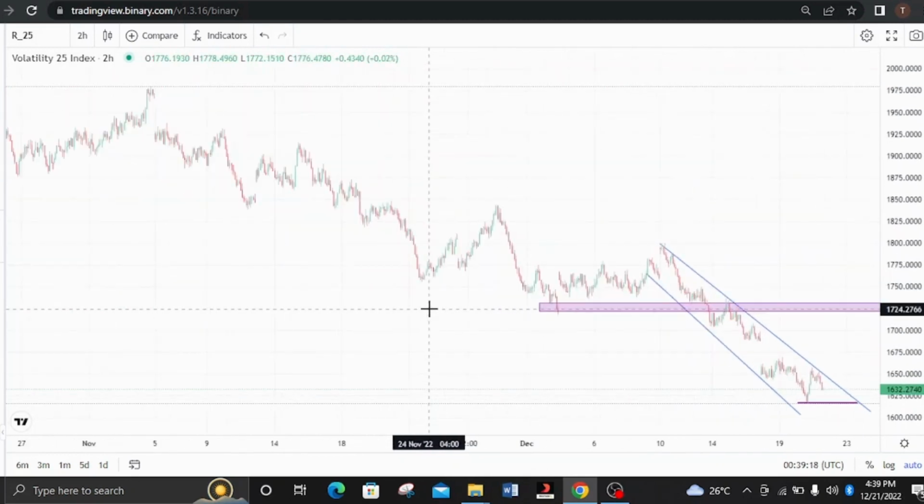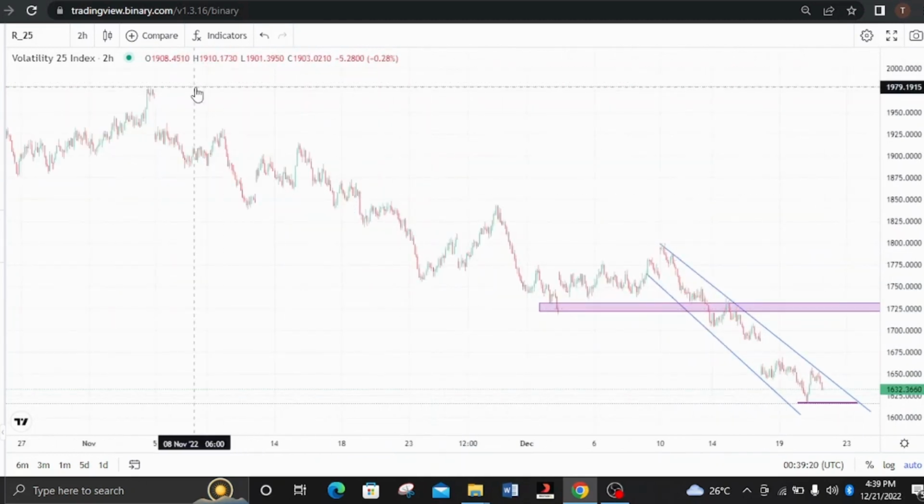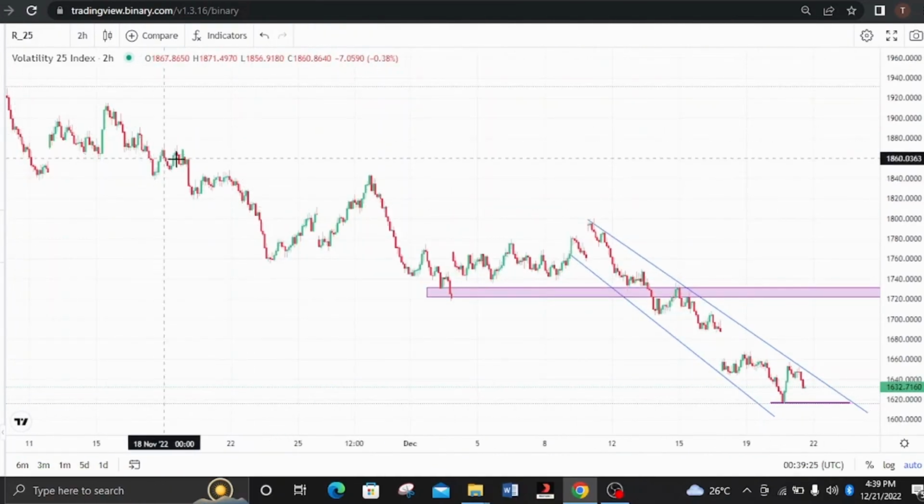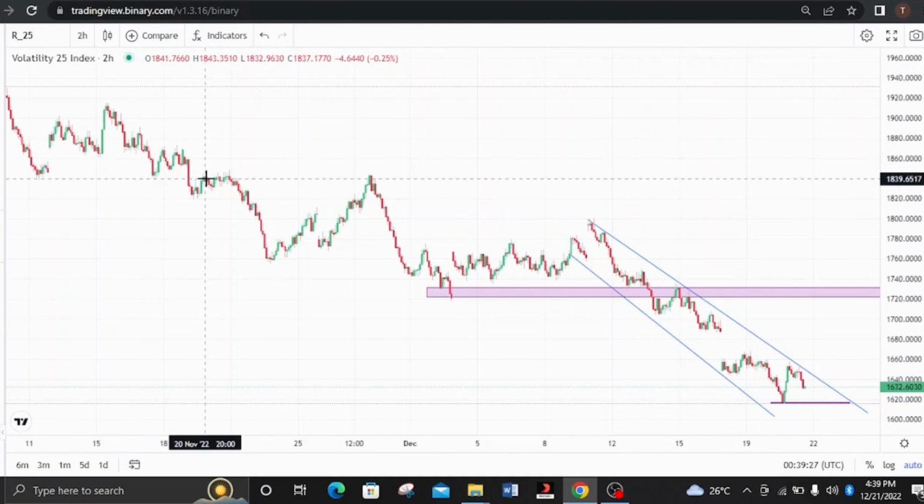There is one thing that I need to touch on before we proceed to the next level. Let's talk about an order block. I can see one here. Let's talk about an order block.